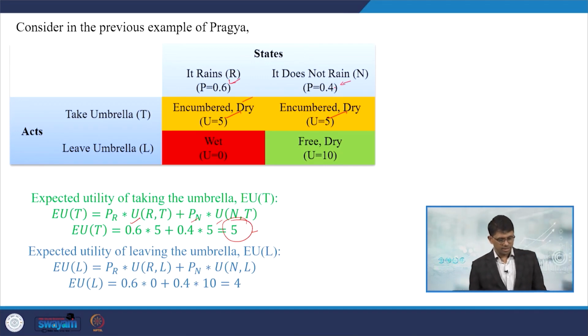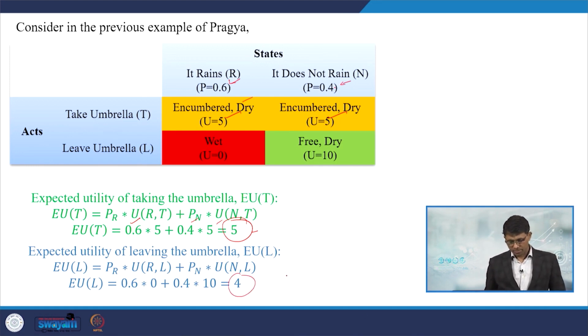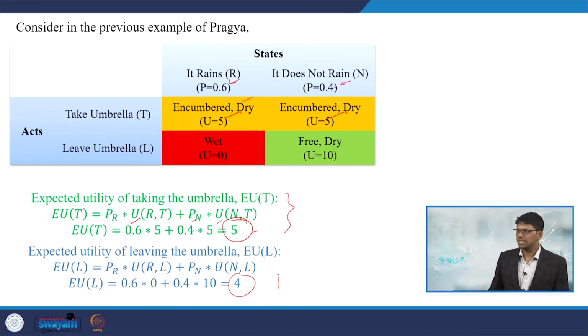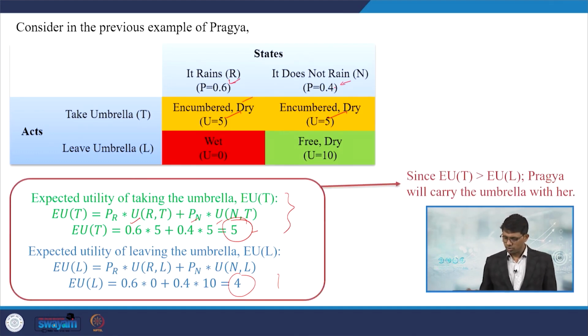The expected utility is 5 when Pragya is taking the umbrella, whereas in the case of leaving the umbrella, the expected utility will actually be 4 with the same approach. That means the first action, this green one, is greater than the second. So, that suggests, through expected utility theory, that one should carry the umbrella. Pragya will carry the umbrella with her.